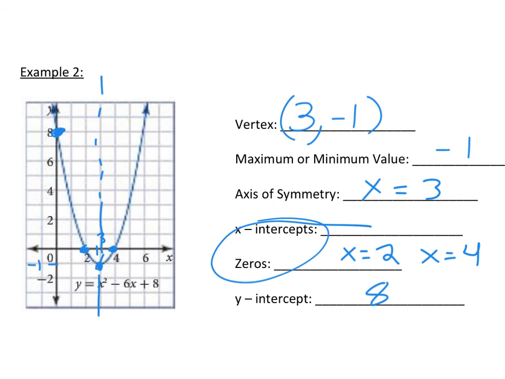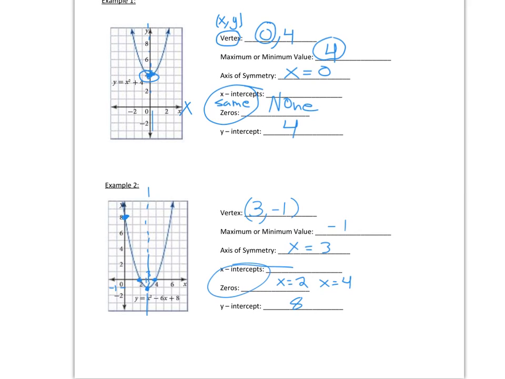So that's going through and identifying some of the important points on a graph that then we can use to turn into word problems to identify the same points but give them a different meaning. And that's what we'll be doing in the next lesson.